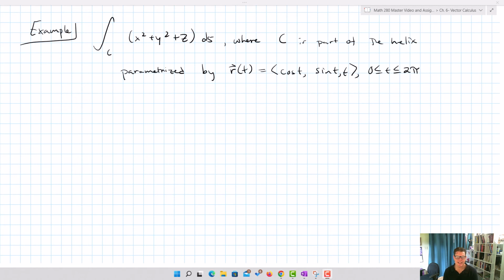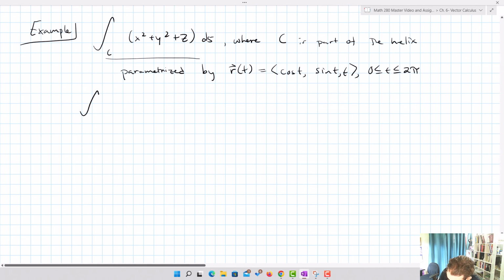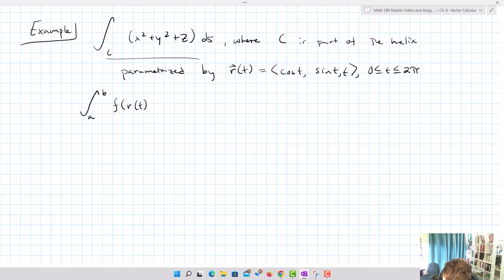So let's take a look at this example. We've got our line integral over the curve C of x squared plus y squared plus z ds, where C is part of the helix parameterized by r of t equal to cosine t, sine t, t, with t greater than or equal to 0 and less than or equal to 2 pi. So now what we want to do is say, okay, here's my r of t, and so I know that this integral is going to equal the integral from a to b of f of r of t times the square root of x prime squared plus y prime squared plus z prime squared. All of those are functions of t in this case, and then dt.